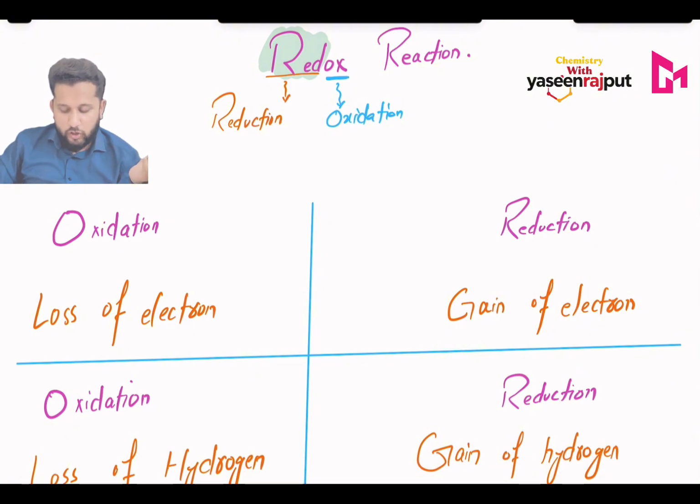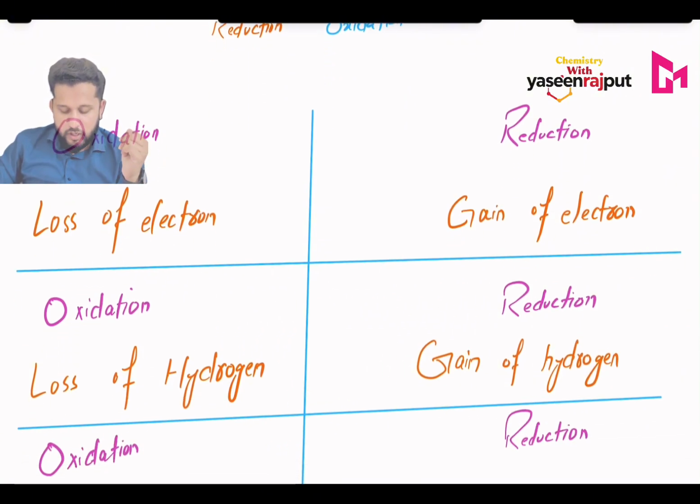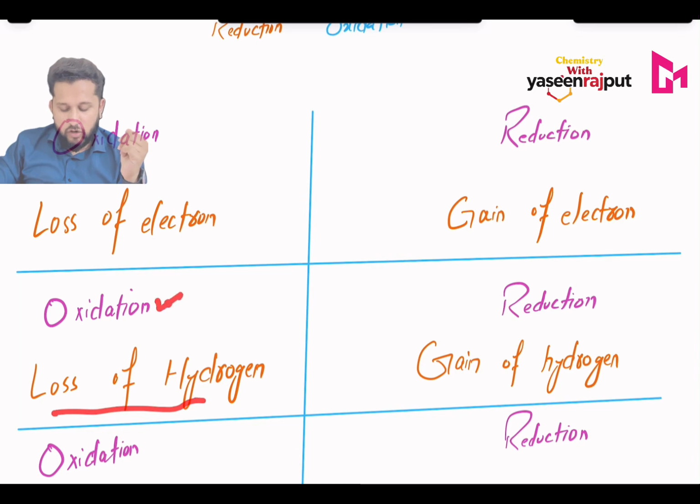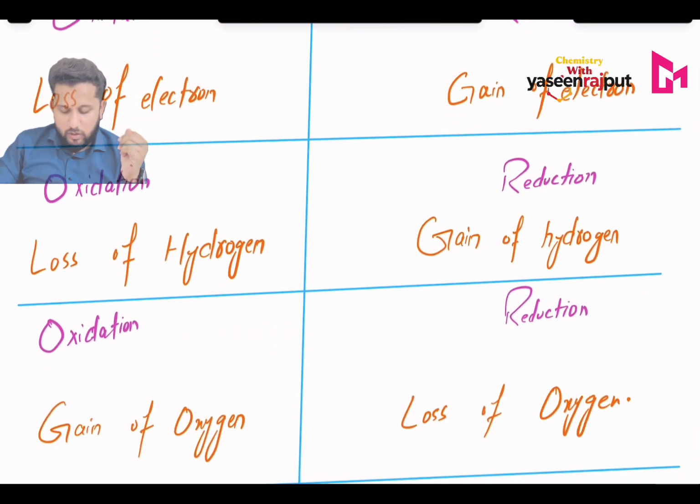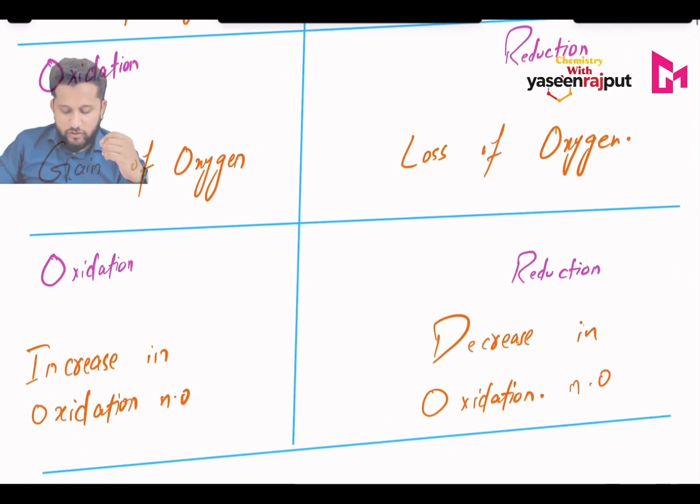Now let's talk about oxidation and reduction in terms of hydrogen. Loss of hydrogen is called oxidation and gain of hydrogen is called reduction. And oxidation in terms of oxygen: gain of oxygen is called oxidation and loss of oxygen is called reduction, okay?